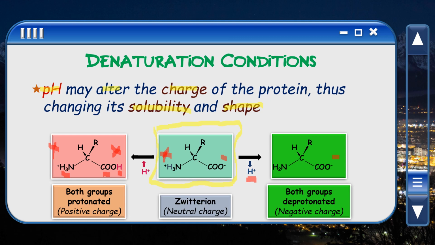When you alter the charge of the protein, it changes its solubility, and it will also change its shape because we have altered the charges. The normal one is what we refer to as the zwitterion, whereby it has a negative charge on the carboxyl group and a positive charge on the amine group. If you remove the normal, it is going to change its solubility and also change its shape.